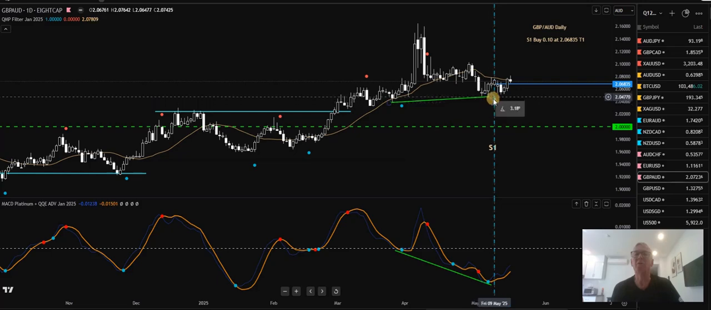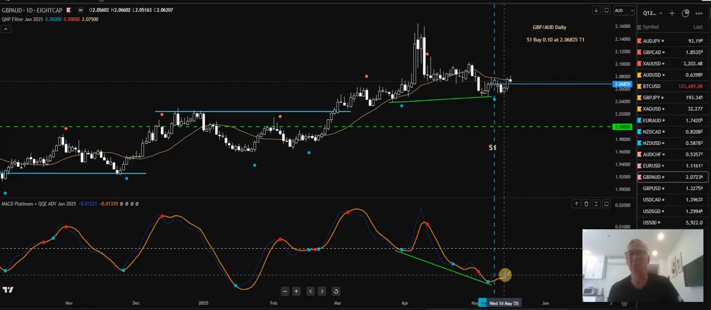Hidden bullish divergence, took the buy. Again, if you had a stop in place, it'd be just sort of below this, probably about there somewhere. And it came down, wouldn't have touched the stop, eventually gone back up. MACD platinum still below the zero level, slowly heading in the right direction, not much to get excited about.